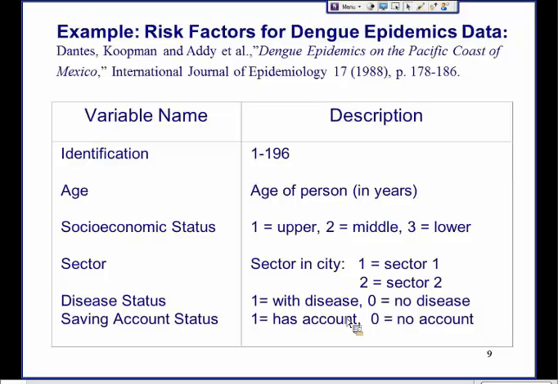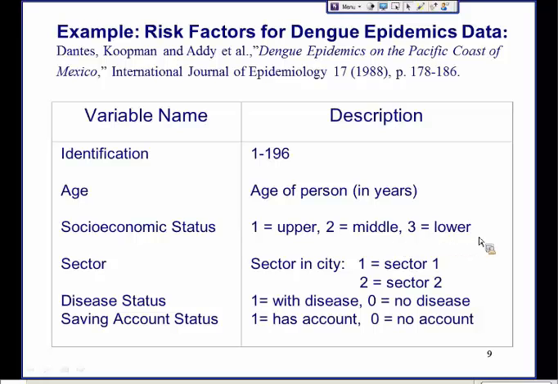So I'm going to use this example. It's a famous example when people talk about logistic regression. The example is about modeling dengue disease. It's a disease spread by mosquito bites, and you get fevers and all that. Anyway, the data I have here have several variables. Age is a quantitative variable, age in years. And we have socioeconomic status: 1 stands for upper, 2 stands for middle, 3 stands for lower.